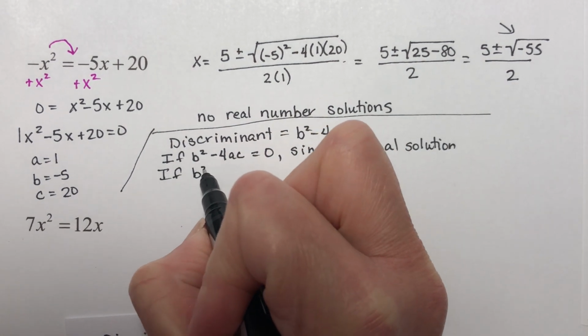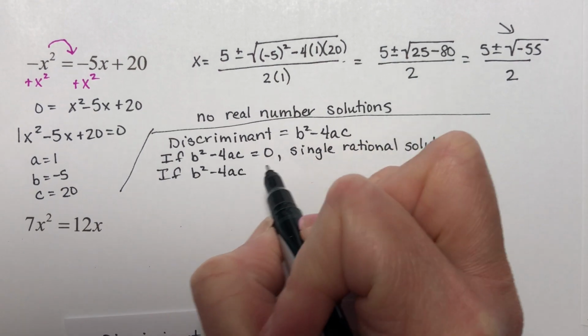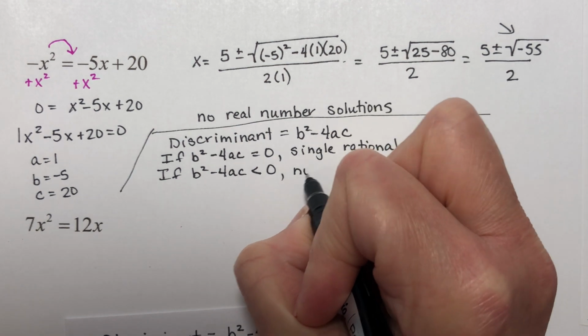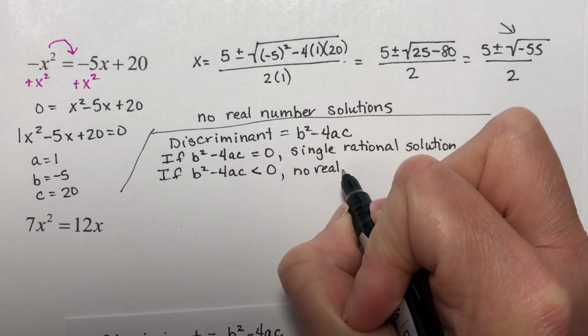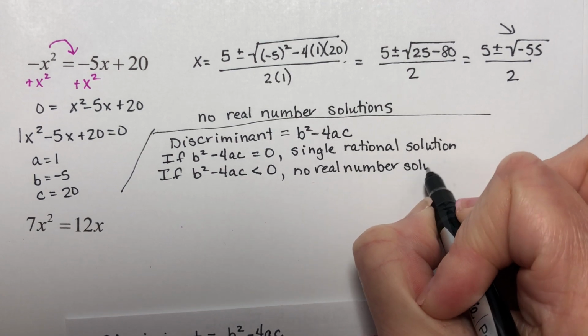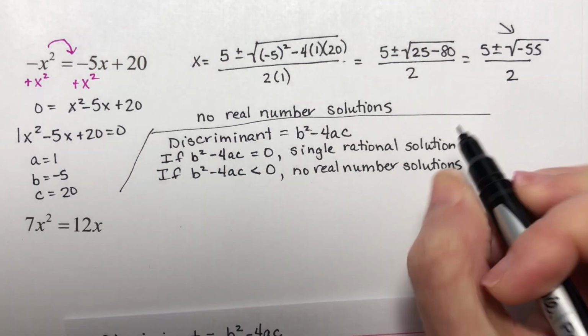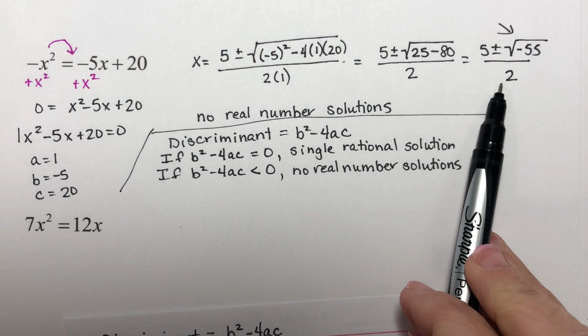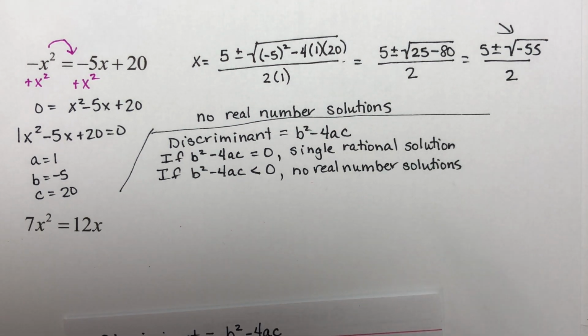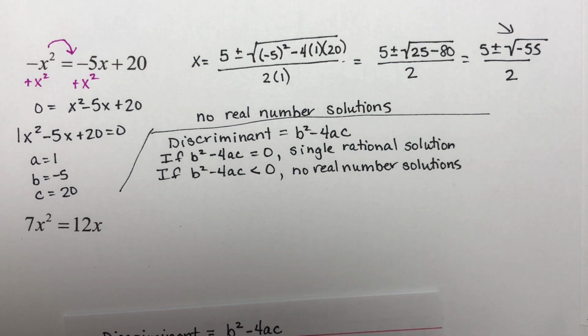If b squared minus 4ac is a negative number, so if it's less than 0, we have no real number solutions. That's precisely what we had on this example. Our discriminant was negative 55. We can't do that, so we don't get any answers.